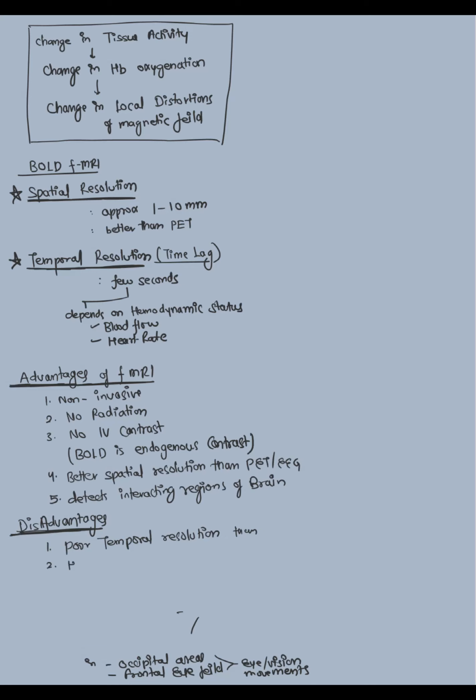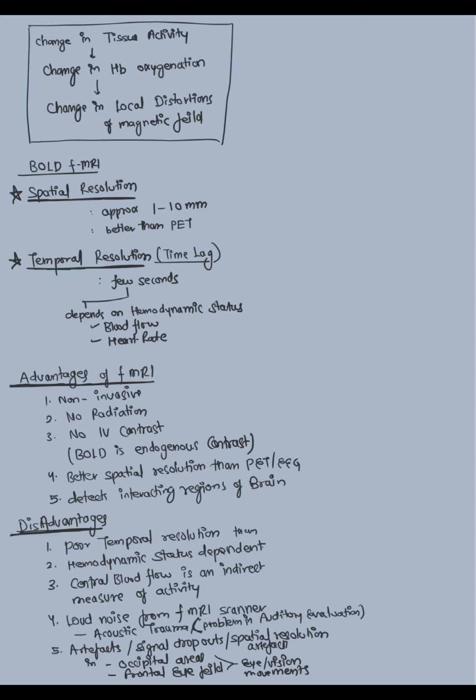There are also artifacts or signal dropouts in spatial resolution which are present in the occipital area and the frontal eye field. These are present because of eye movements. The frontal eye field has a motor muscle area, and the occipital has a vision area. Normally the eyes are moving during the test, so it produces the artifact or signal dropout in the spatial resolution. So now what is the application of this functional MRI?